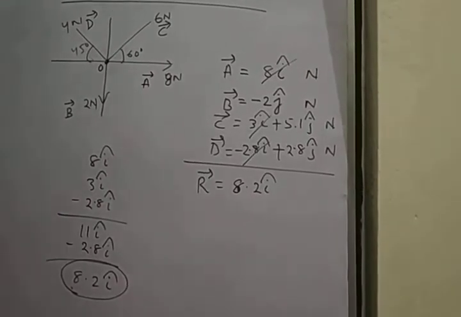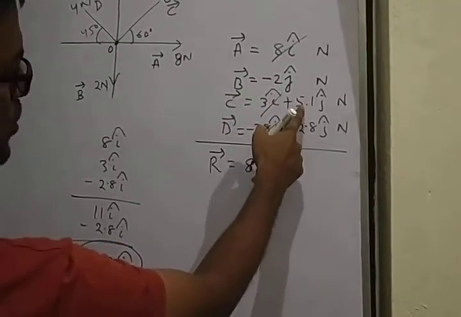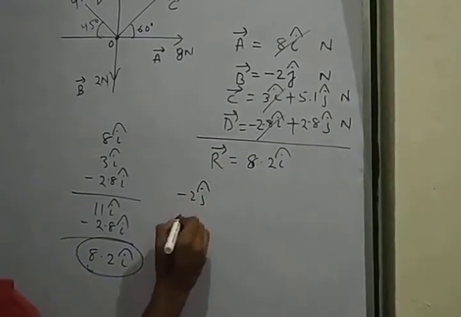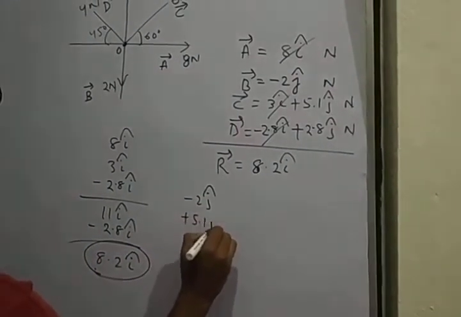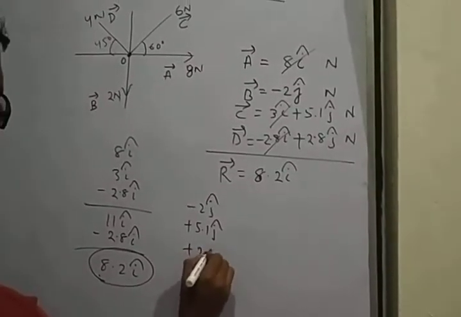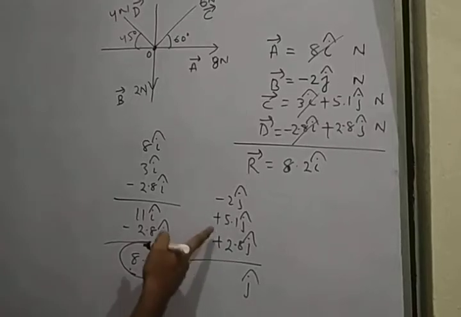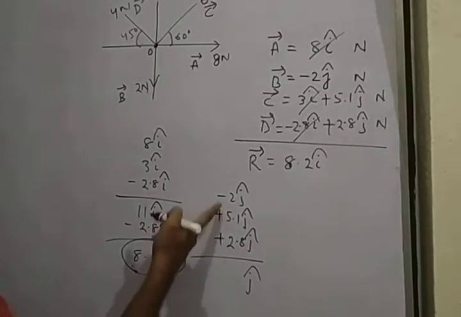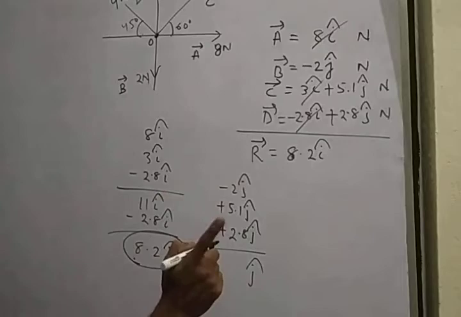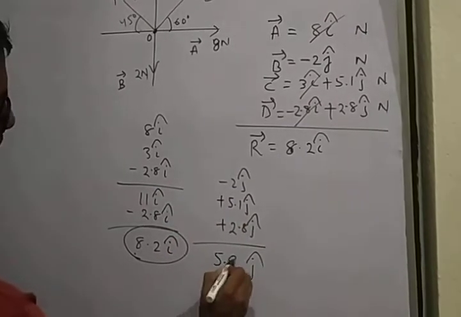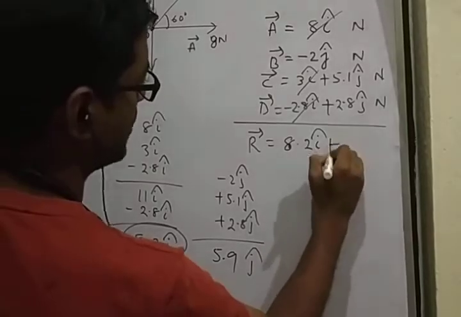Now how many j cap are there? Minus 2 j cap, 5.1 j cap, 2.8 j cap. I'm again writing here. Minus 2 j cap plus 5.1 j cap plus 2.8 j cap. So what I'll do? I'll write a j cap here. Now look, plus 2.8 minus 2, that is 0.8. So 5.1 plus 0.8, 5.9 j cap.